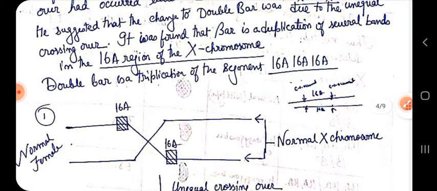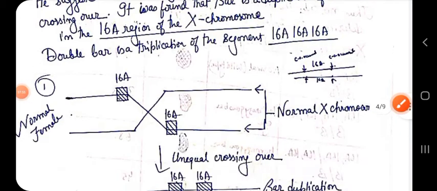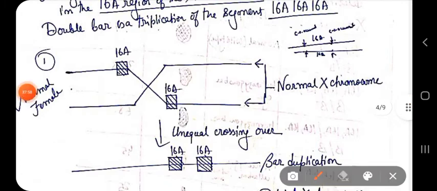Double bar is a triplication of the segment 16A, 16A, 16A. So you can see here, let us see. So this is the two chromosome. The two chromosome has not been shown properly first. Thus I have shown just unequal crossing over. Okay, I'm writing the two chromosomes.